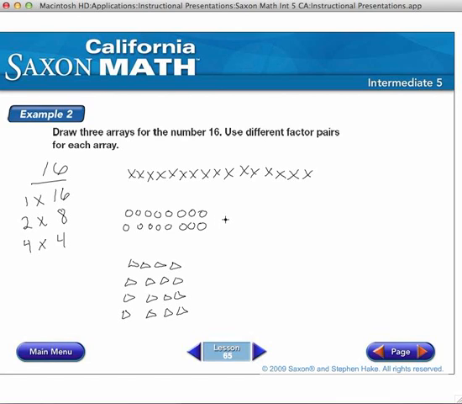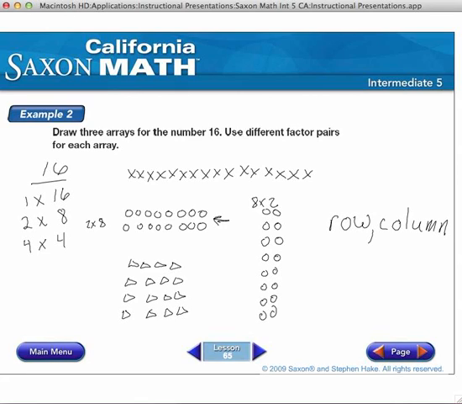Now I could take this one and I could actually turn it over and do it vertically like this. These are actually different arrays because this is 2 times 8 and this is 8 times 2. Notice we say the row and then the column. Either way is acceptable, okay?